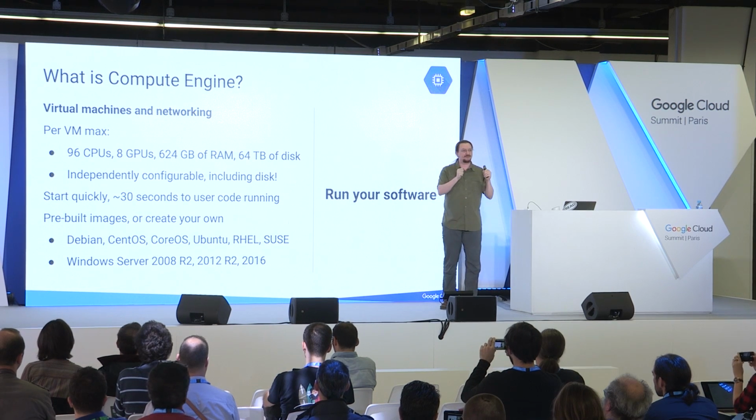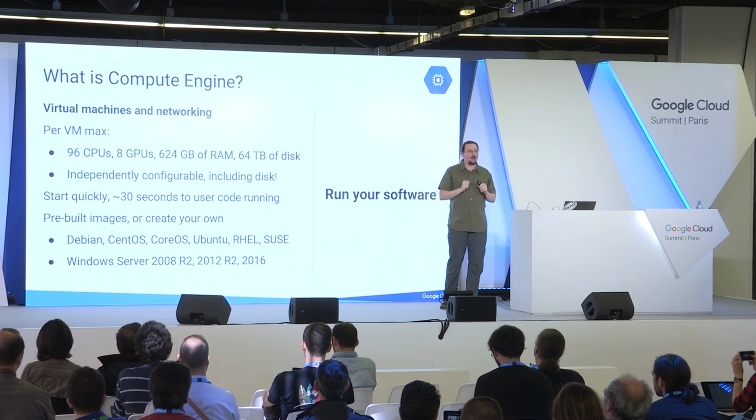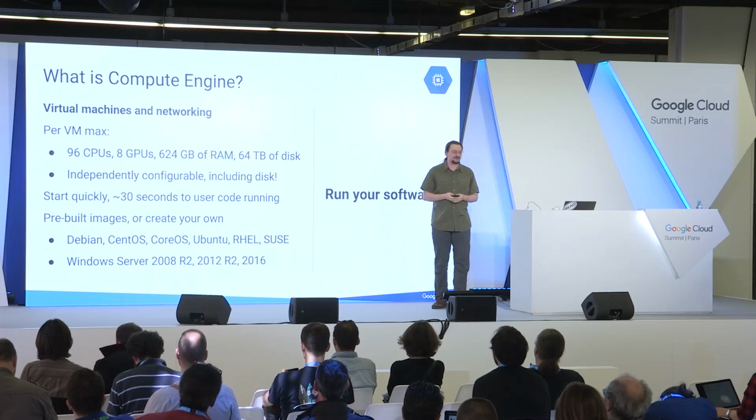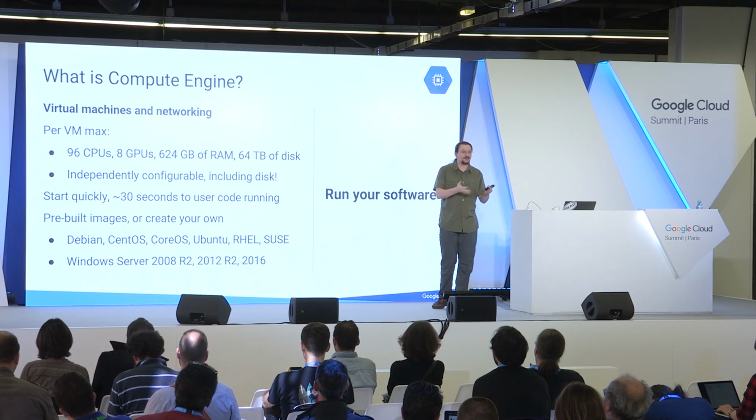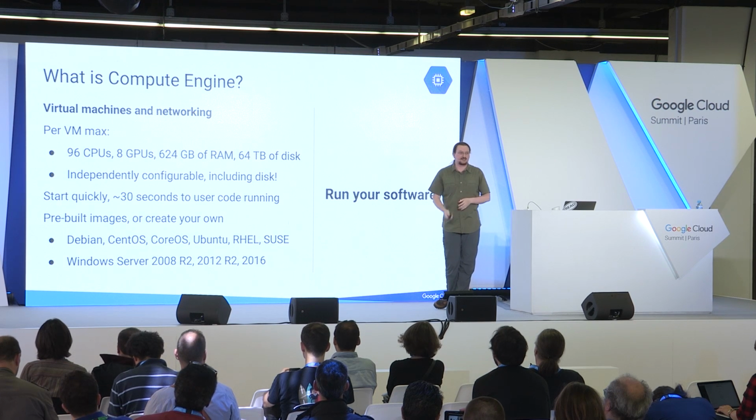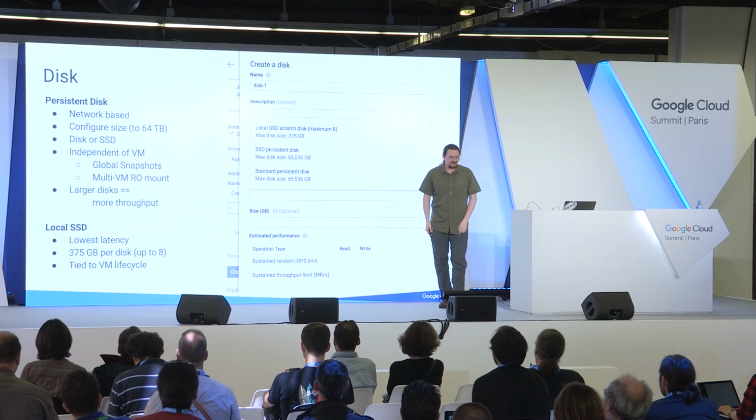And you can make a VM with each of these almost independent. So you can have a machine with very large memory and relatively small CPU, if that's what you need for your application. They start very quickly, about 30 seconds. And we have lots of base images already that you can use to use the operating system that you are most familiar with. And then you can make your own images from those.